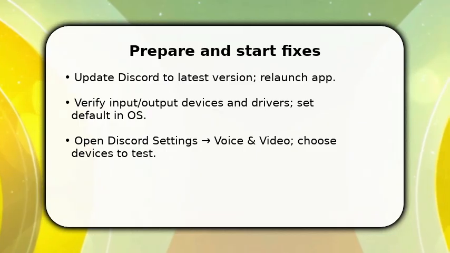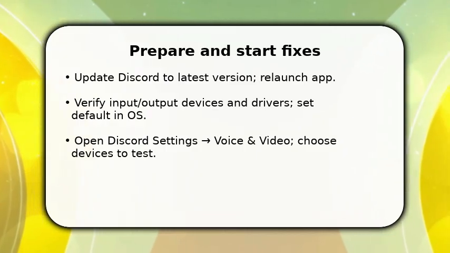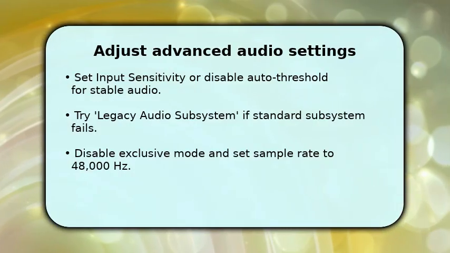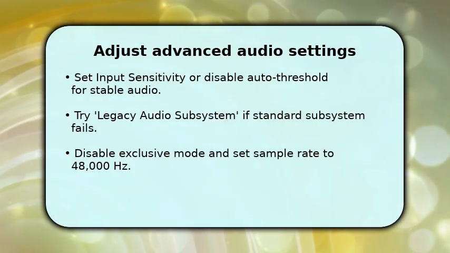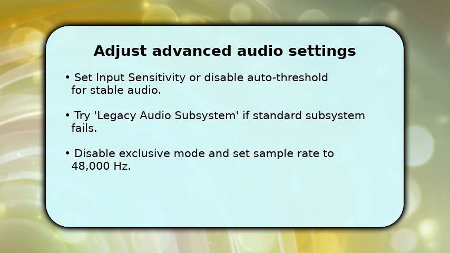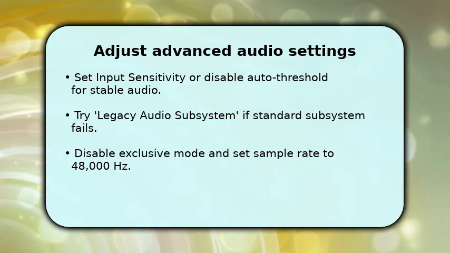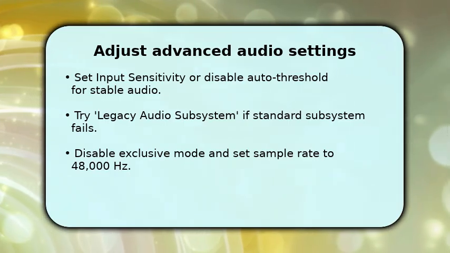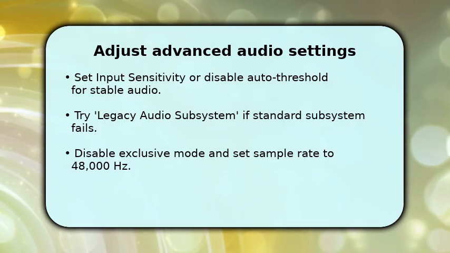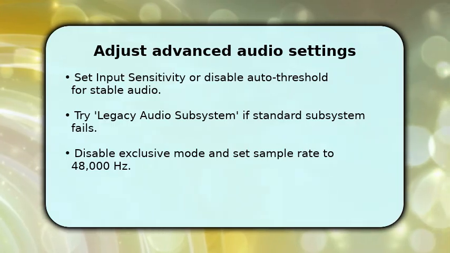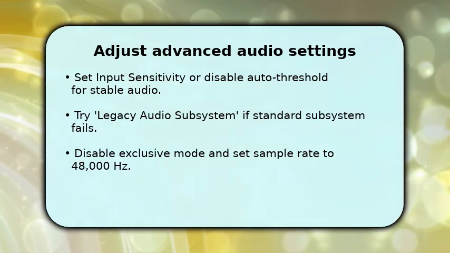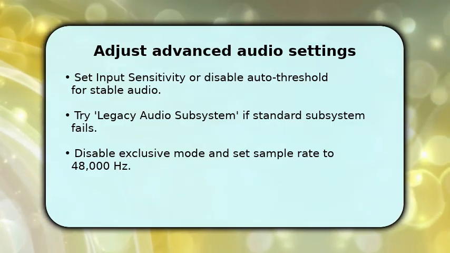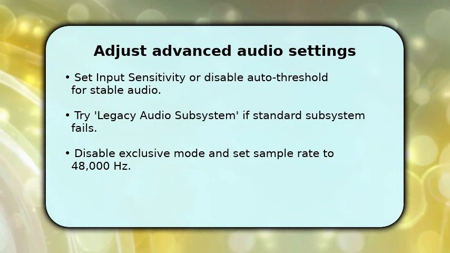deeper settings. Next, you tune Discord's advanced controls. Turn off automatic input sensitivity or raise the threshold slightly to prevent dropouts, and enable echo cancellation if needed. If glitches remain, switch to Legacy Audio Subsystem in the audio settings. That resolves many Windows driver conflicts. Also, in your OS sound control panel, disable exclusive mode for the device and set the sample rate to 48,000 Hz to match Discord's expected rate.